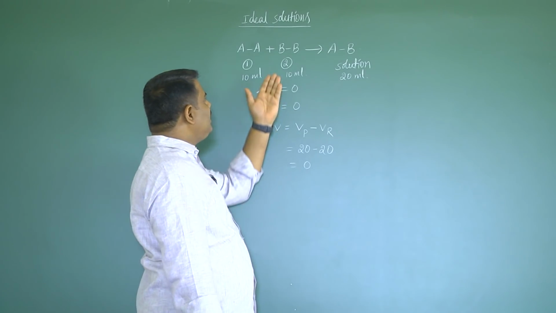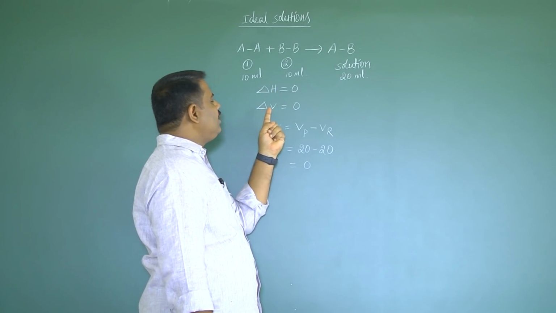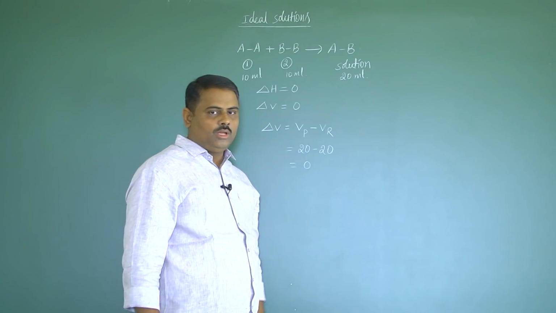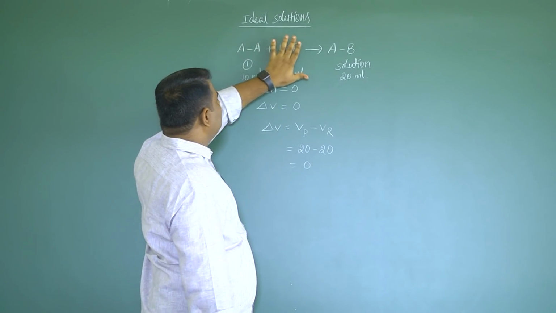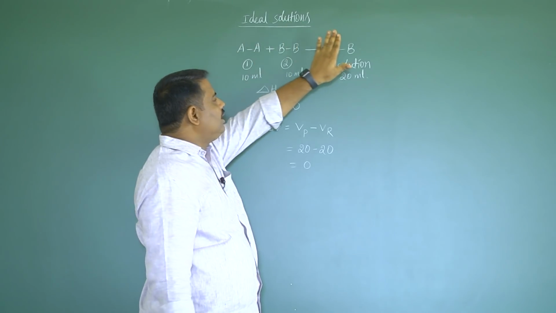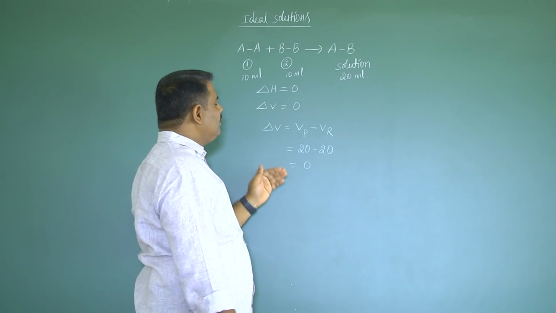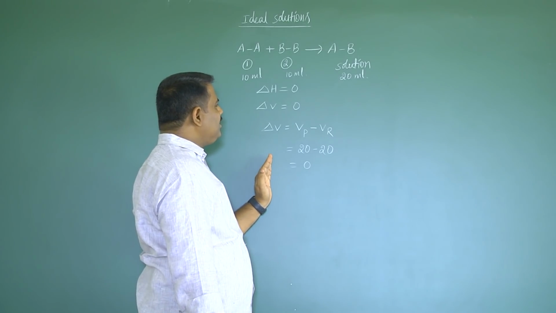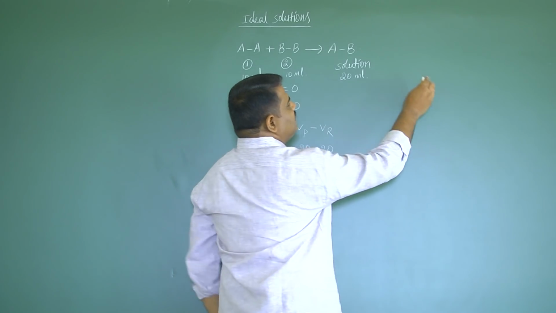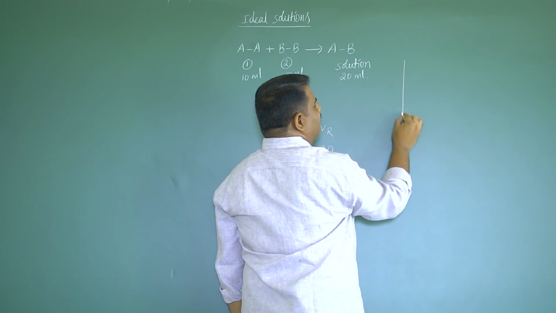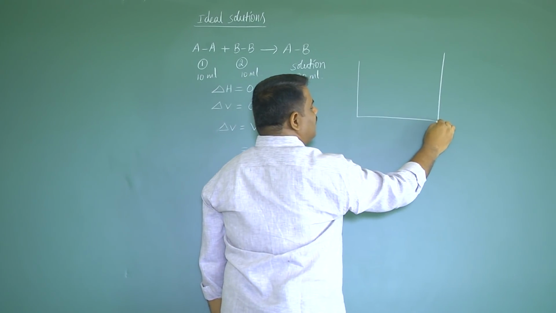Now here, what are ideal solutions? Here change in enthalpy is 0, change in volume is also equal to 0, because the types of interactions between individual components and solution are the same. Now here we can express this concept in a given graph also. Now this is a different graph when compared to all the other types of graphs.